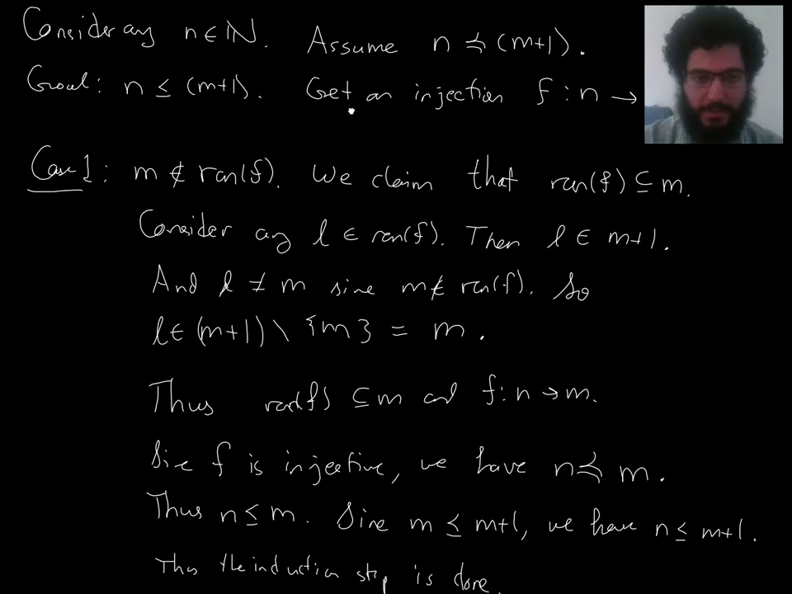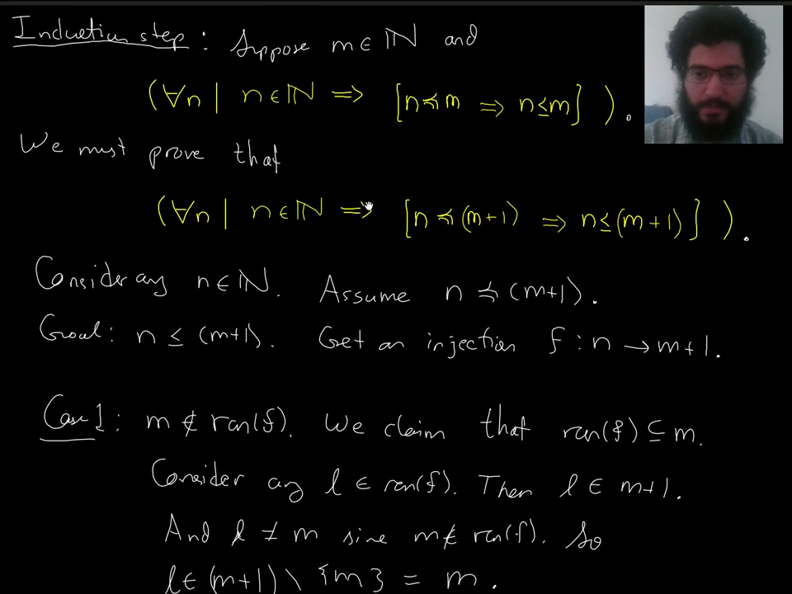All right, so we finished case 1, and we are still working on the induction step. Now we're going to be doing the other case, that m is actually in the range of f. And remember, we've assumed that we have an injection f from n to n plus 1, and we're trying to prove that n is less than or equal to n plus 1.